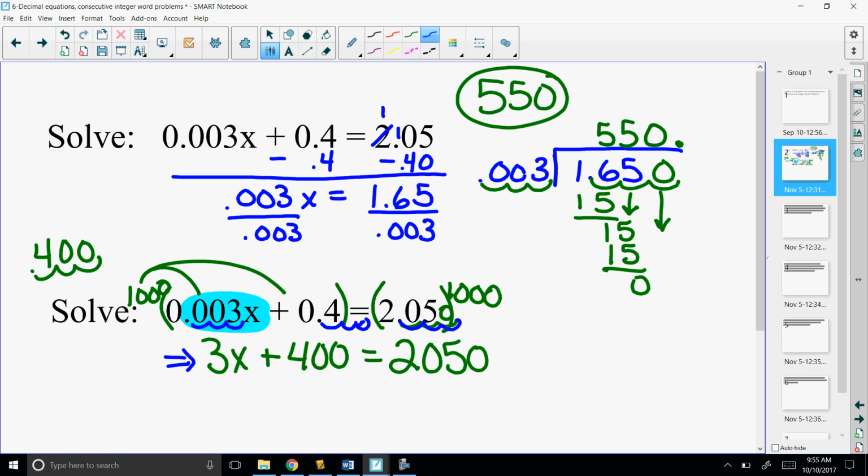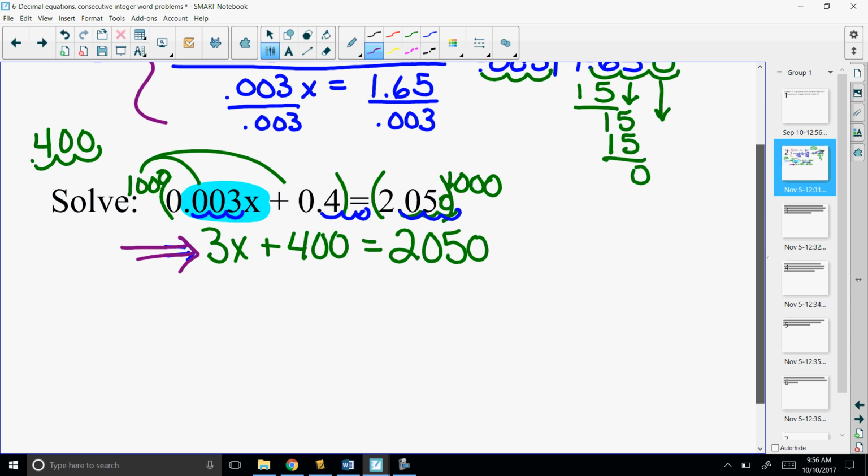Now, you could do 2 different things. You could solve this up here, working with decimals, or you could solve this equation right here, working with whole numbers. Which one would you prefer? Whole numbers. I would prefer whole numbers. So this looks like a problem that you can handle now.